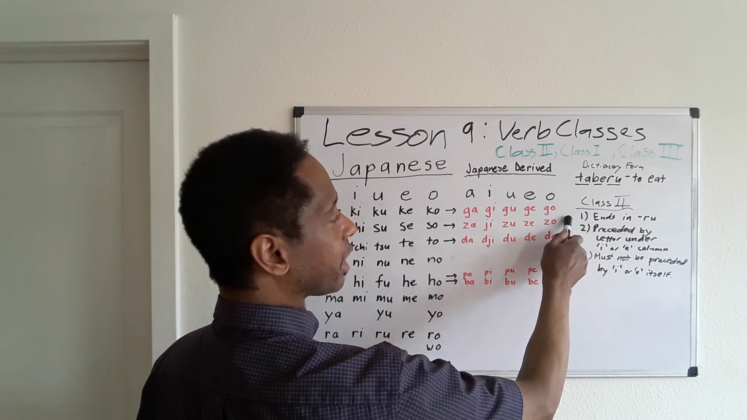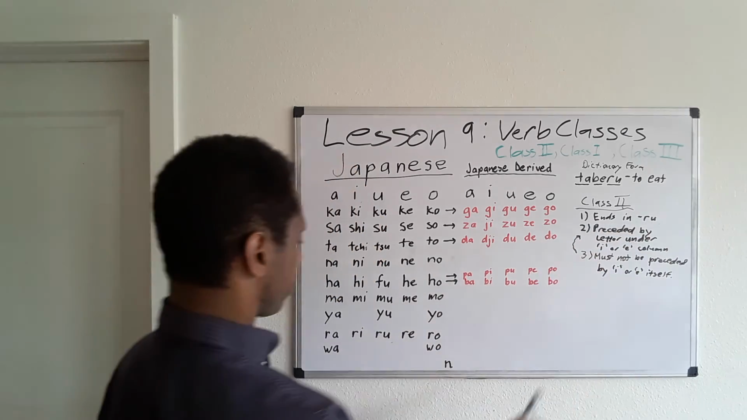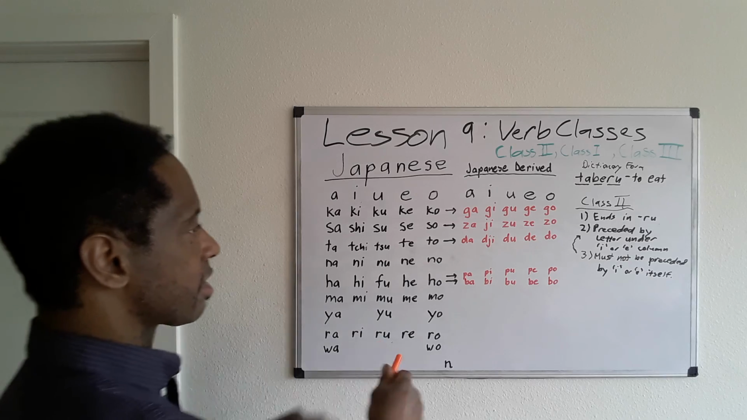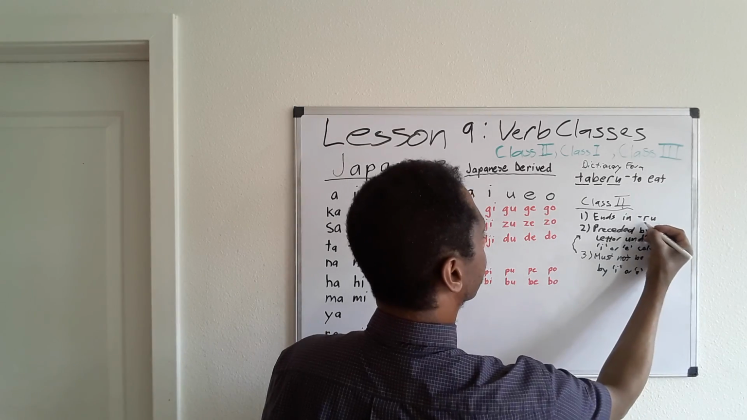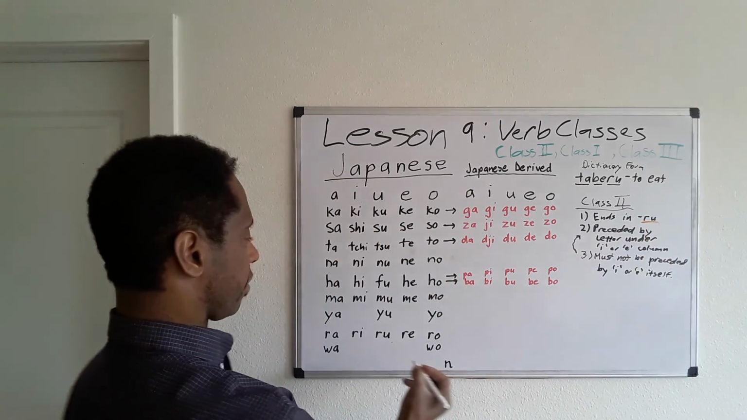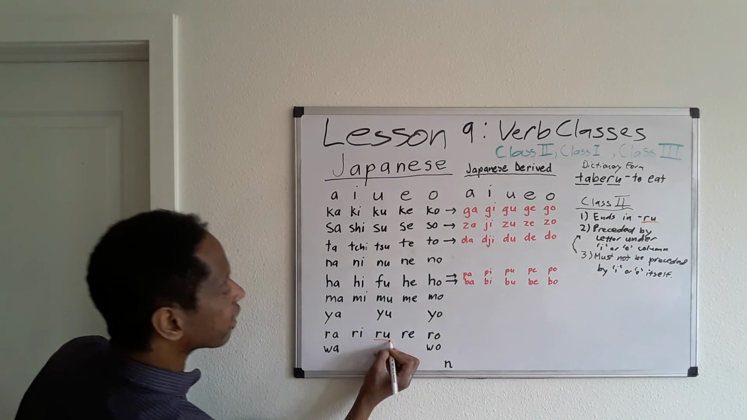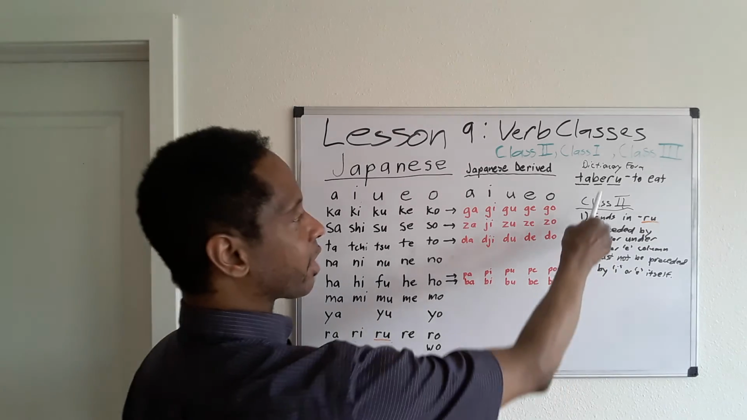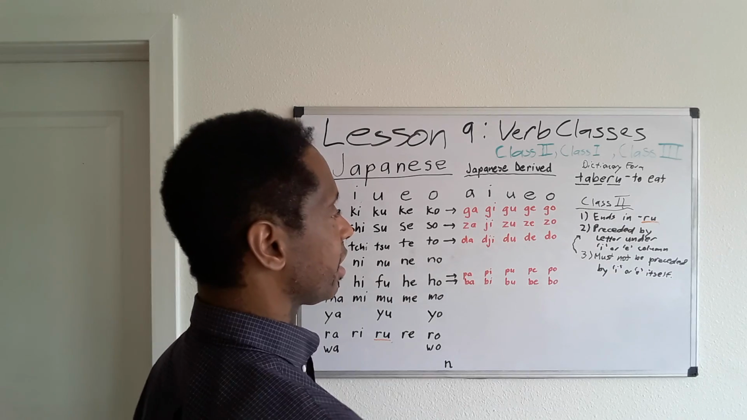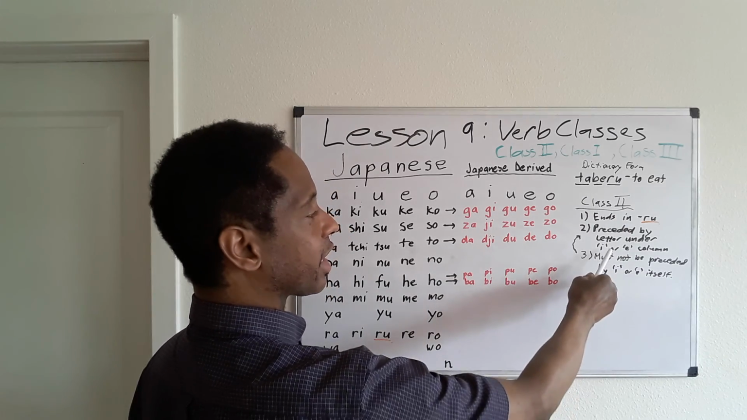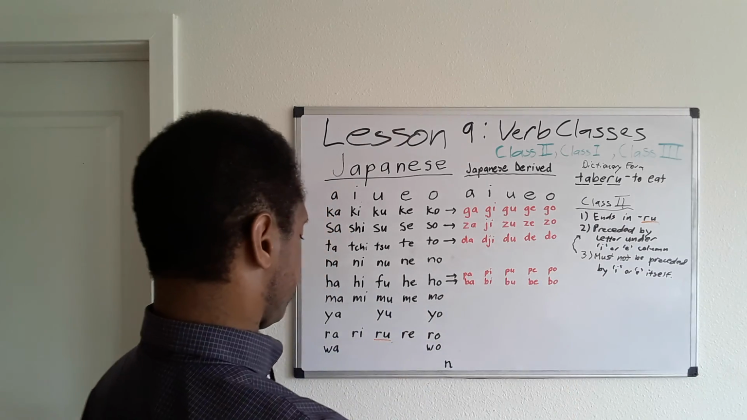Test number 1. It ends in ru. Right here. Okay? Taberu, for example, ends in ru. Test number 2. It's preceded by a letter under the I or E column.